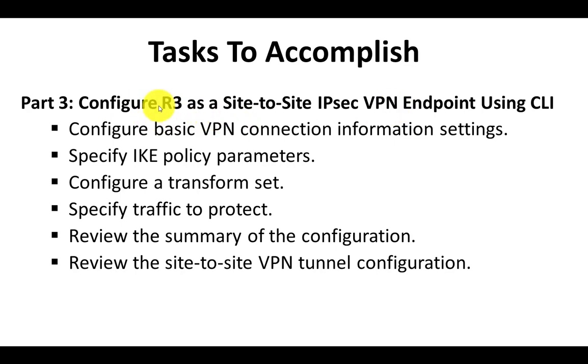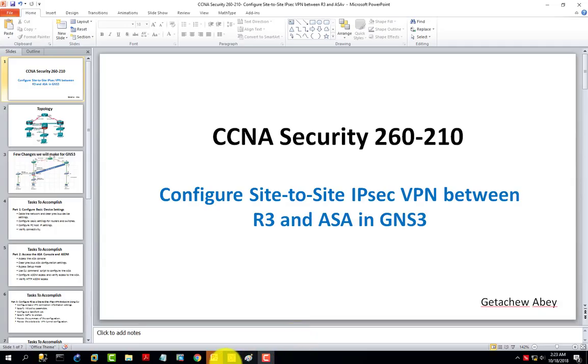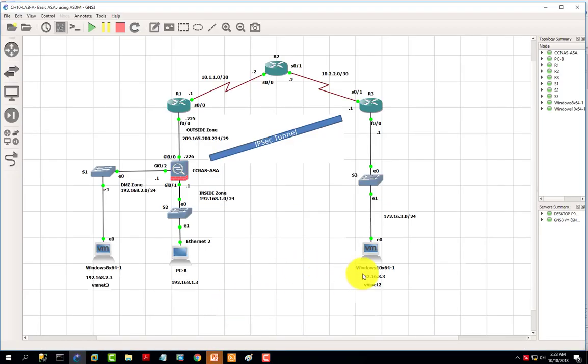We are going to configure router 3 as a site-to-site IPSec VPN endpoint using CLI. And in part 4, we are going to configure our ASA as a site-to-site IPSec VPN endpoint using the ASDM. So part 3 and part 4 are predominantly what we are going to accomplish today. Okay, without further ado, let's move on to our lab. I'll open GNS3 now. So as I said, the basic configuration is already done.